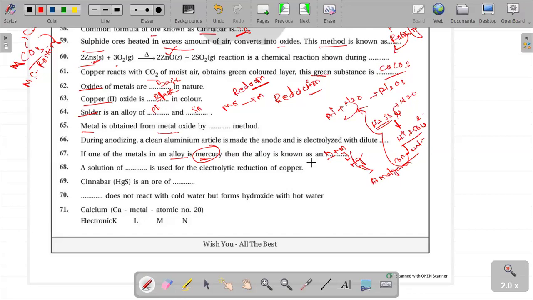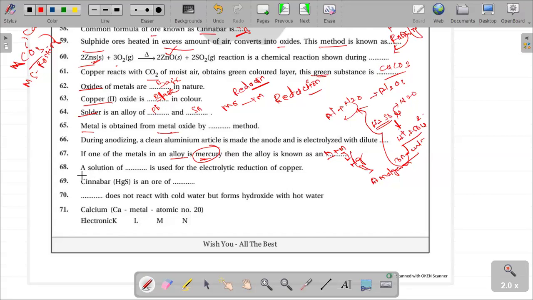Any metal, either zinc or lead or iron, whatever. But if mercury is present, then zinc with mercury means zinc amalgam. Lead with mercury means lead amalgam. Iron with mercury means iron amalgam. So like that they call it amalgam.